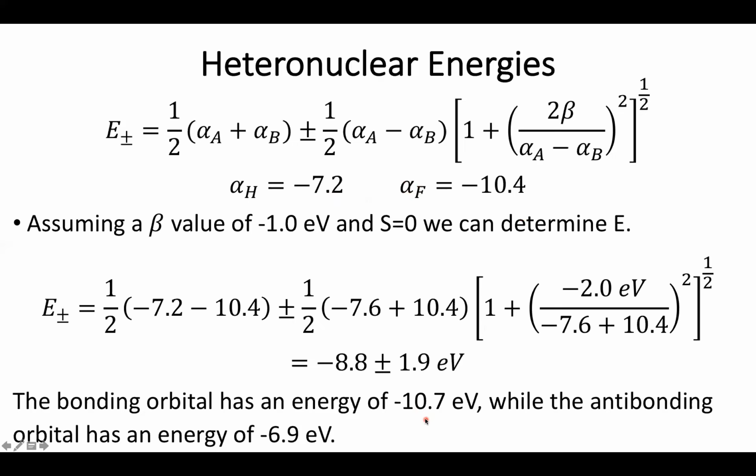And what you'll find is that the bonding orbital is only stabilized by 0.3 eV below the fluorine atomic orbital. While similarly, the antibonding orbital has been destabilized by about 0.3 eV over the hydrogen orbital. So again, what we're finding is a very significant link between bonding orbital energies and our original starting atomic orbital energies. So MO energies and atomic orbital energies can be very tightly related.